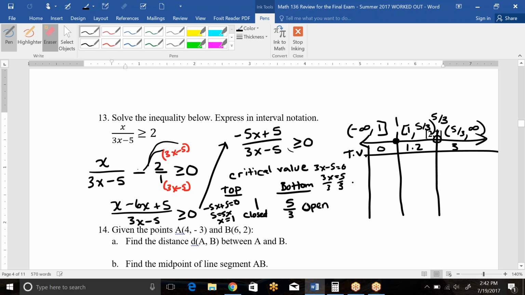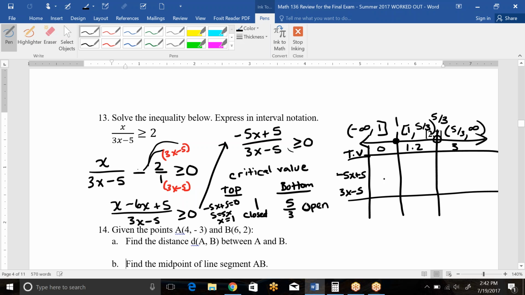You put your factors that your critical values came from, and I'm going to have to erase some stuff because I'm running out of room. Give me just 1 second. So these top and bottom factors are going to be the parts that we're going to be testing our signs on.